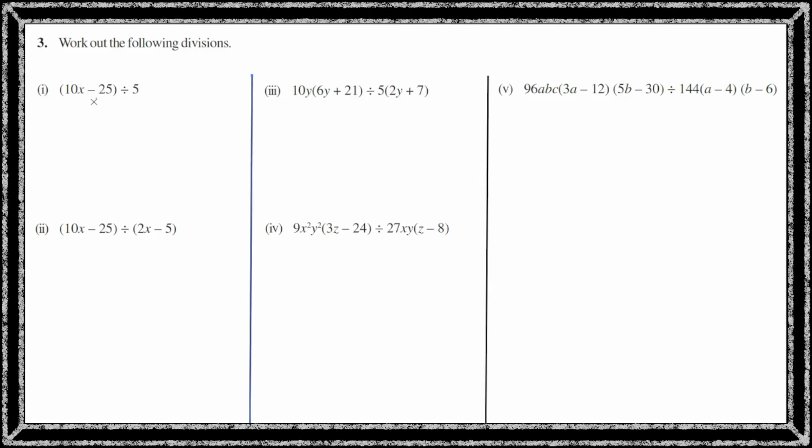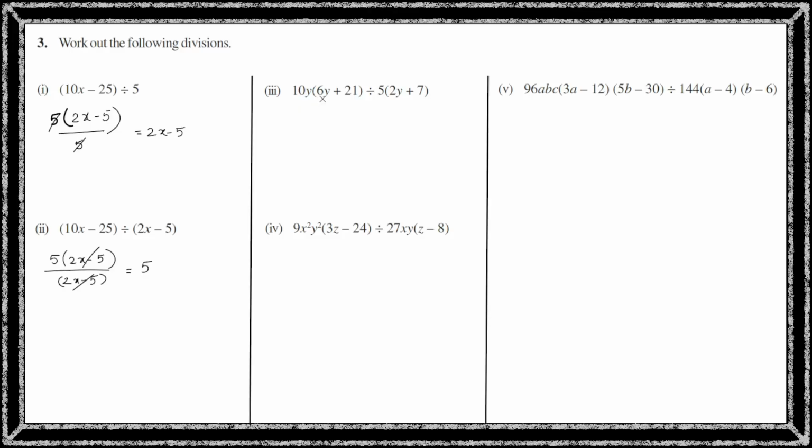In the third sum, we have similar such questions. Let us quickly factorize the numerator. 5 is common, so 5 into 2x minus 5 divided by 5, that is equal to 2x minus 5. Here I have again 5 is common, 2x minus 5 divided by 2x minus 5. Now 2x minus 5 is a monomial that is getting cancelled, and the answer is 5.